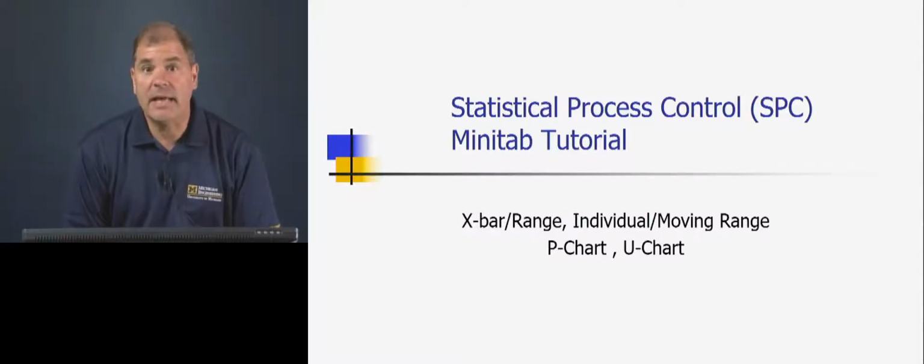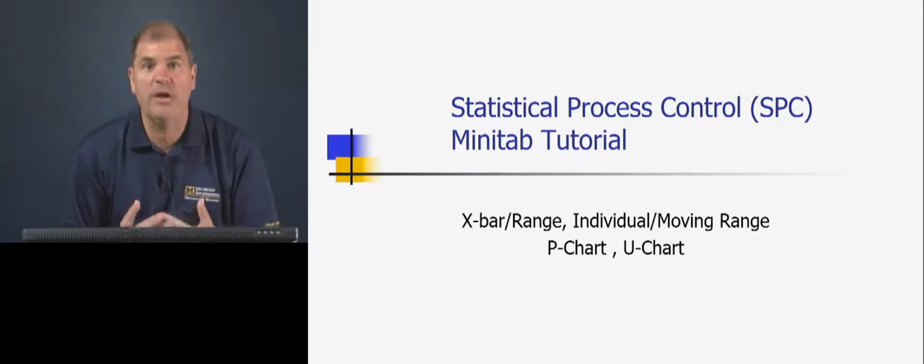Welcome back. In this next session, we'll be going through the commands in Minitab to do statistical process control. I'm going to apply several different control charts, or look at several different control charts in this session, including X-bar range, individual moving range, as well as our attributes, P and U charts.